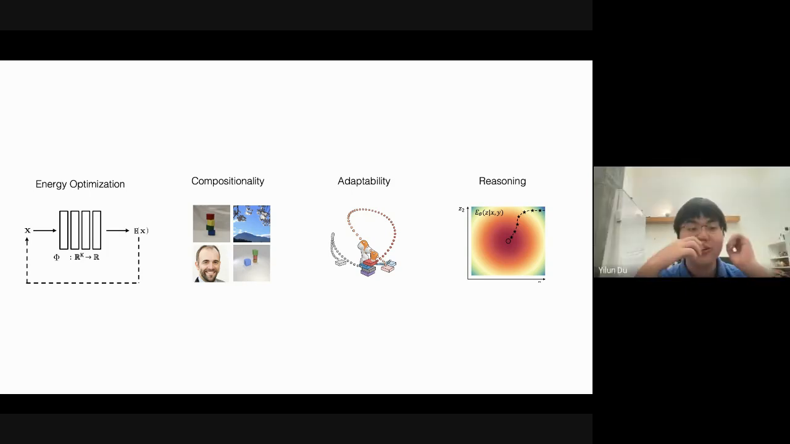Yeah, sure. Normally in contrastive divergence training, you want to decrease the energy of real data while increasing the energy of fake data. But to generate fake data, you basically run this noisy optimization procedure on your energy landscape.